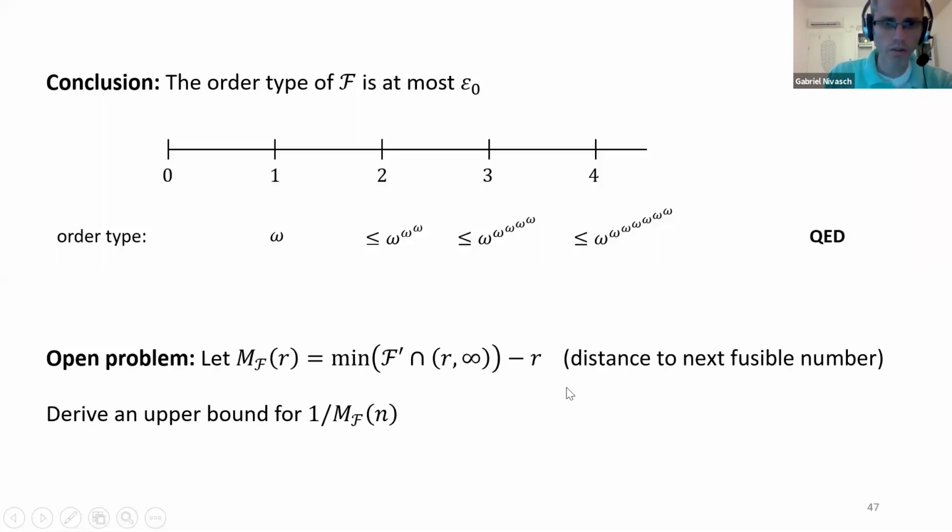So we know an upper bound for the order type, but that doesn't give an upper bound for the density. And so this is an open problem. If anyone wants to work on it, they're welcome.